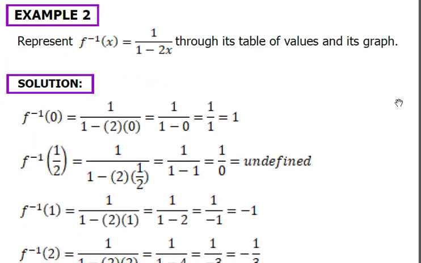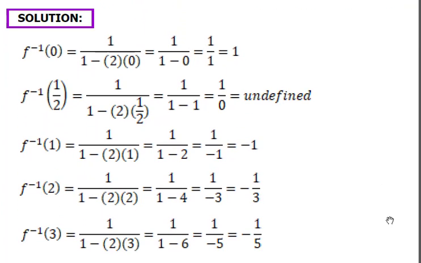Now we're done with discussing the table of values and the graph of the linear functions and their inverses. And we are now on example 2. Example 2 deals with inverse functions in the form of rational functions. Example 2 says: represent f inverse of x, which is equal to 1 over 1 minus 2x, through its table of values and its graph. So for the solution of this particular example, I'll walk you through this one.